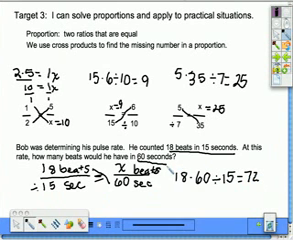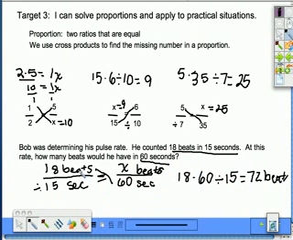Now we're in story problems, make sure we label. It was asking how many beats, x beats, so this would be 72 beats. So what my answer is saying, if I count 18 beats in 15 seconds, I would have 72 beats in 60 seconds.